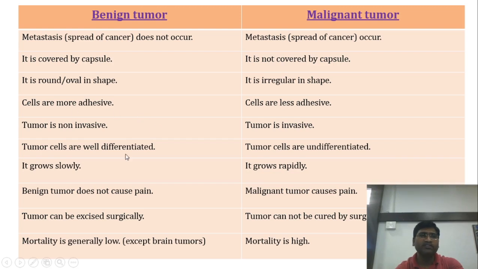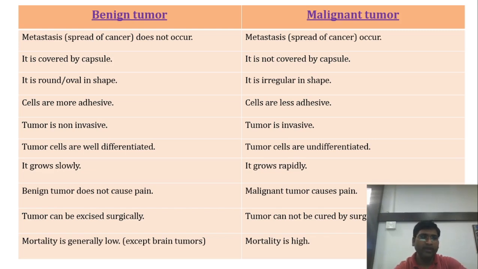Now, tumor cells are well differentiated in case of the benign, while in case of the malignant, tumor cells are undifferentiated. Now, what do differentiation and undifferentiation mean? It is a property of the cells. If cells have a particular type of function, then that type of cell is called differentiated cells. And if the cells do not have a particular type of function, then those are called undifferentiated cells. So differentiated cells are observed in benign tumor, undifferentiated cells observed in malignant tumor.